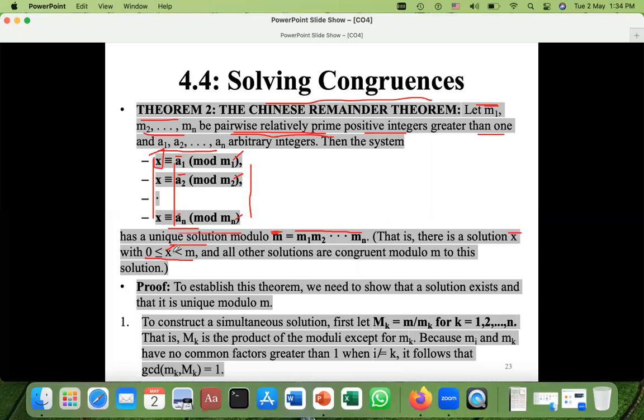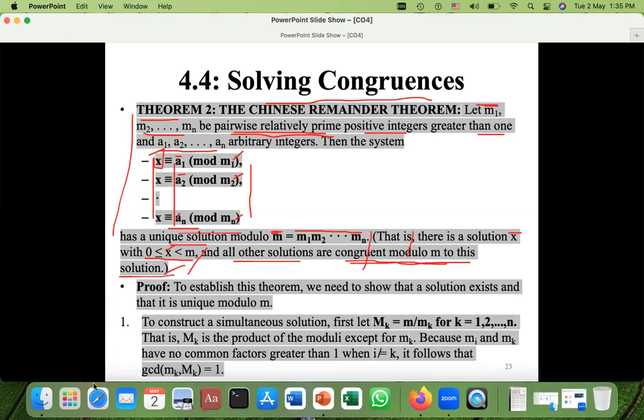So that would be unique. And if you have some other solutions, those would be congruent modulo M to this solution. We are saying that it is a unique solution, but some other solutions can exist, and if that is the case, then those would be congruent modulo M to this solution X. Anyhow, if you don't understand, leave these statements. But you have to keep these statements in your mind.